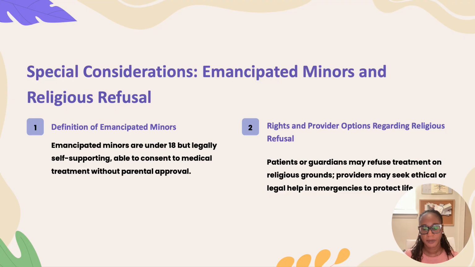Emancipated minor, as I mentioned before, is legally treated as an adult and can consent independently. These are married minors, minors in the military, those living independently and financially self-supporting, and minors declared emancipated by court. So in public health law, minors can often receive vaccination or testing, such as treatment for infectious disease, without parental consent, especially during a public health emergency.